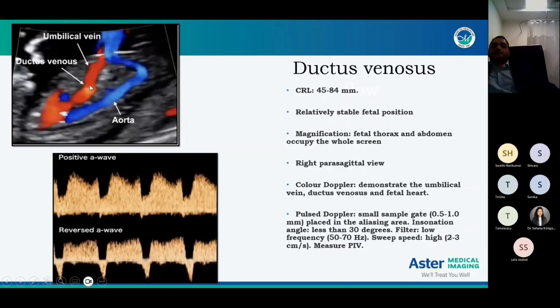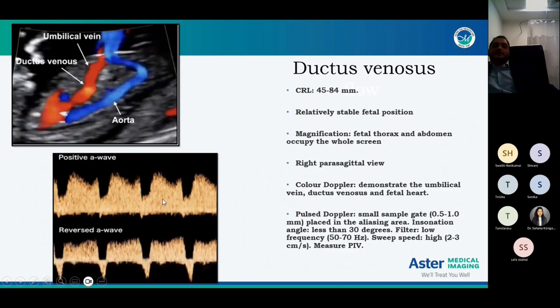Along the course, you will see this yellowish area of aliasing. So put the pulse Doppler gate over here, and the sample gate size should be 0.5 to 1 millimeter. And angle of insonation should be less than 30 degrees, and then take the reading here. When you get the waveform, make sure that the filter is low frequency, 50 to 70 hertz, and try to increase the sweep speed. When the sweep speed is less, there will be many waves overcrowding the screen. So increase the sweep speed to get a clearer picture of the waveform.